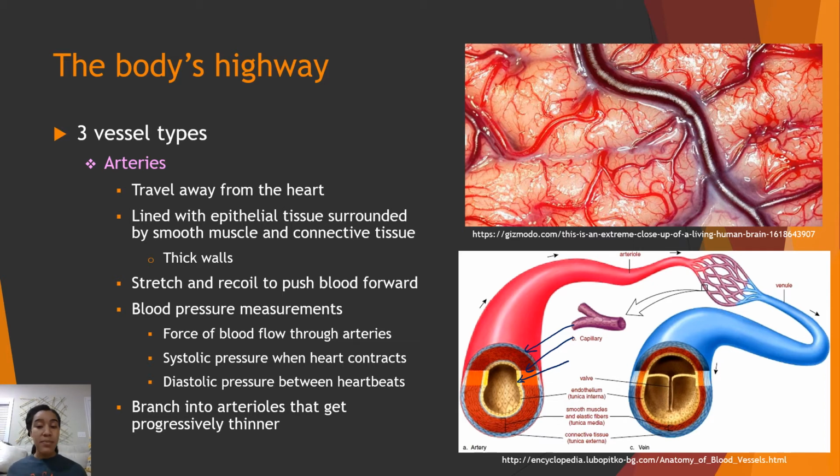And so what will happen is as the arteries are traveling through the body, they will branch off, and as they're branching, they become thinner and thinner. So you can see that really well in this picture here. You can see how these arteries start out pretty thick, and then you can see some of them get thinner and thinner and thinner. And these arteries will branch and become what are called arterioles. And the arterioles will continue to branch and become thinner until they become capillaries.